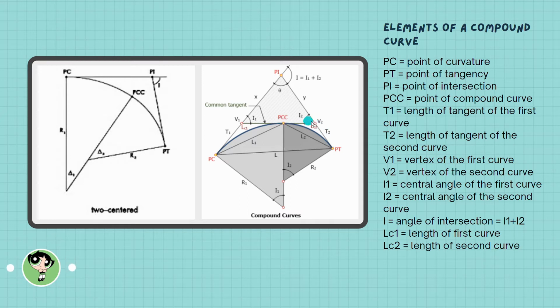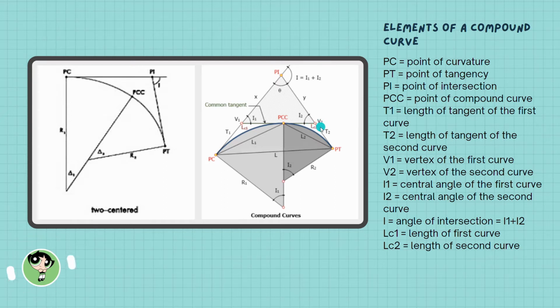So we have the V1 and the V2, the vertex of the first and the vertex of the second curve. Our vertex is where our T1 and T1 meet. For V1, where our T1 meets is our vertex, right here. Same thing with our V2, where the length of tangent of the second curve meets is also our vertex, here.